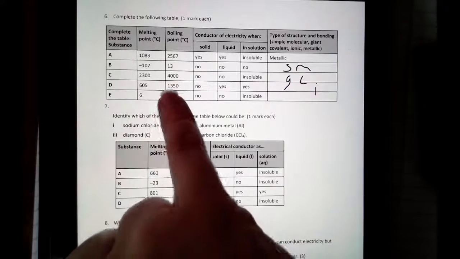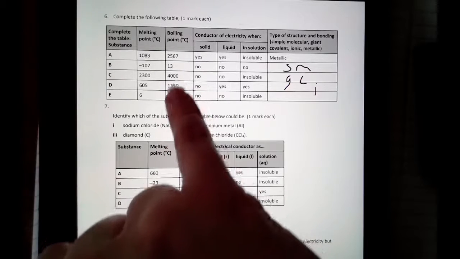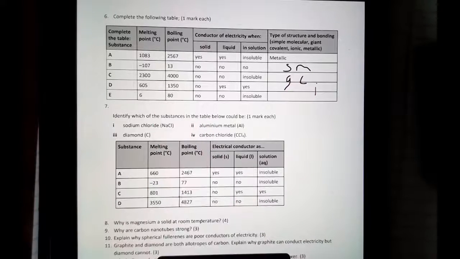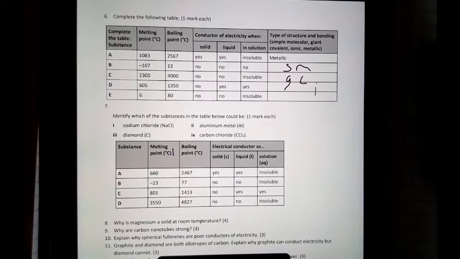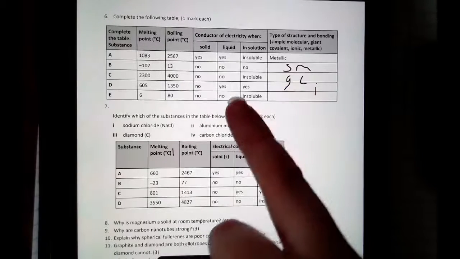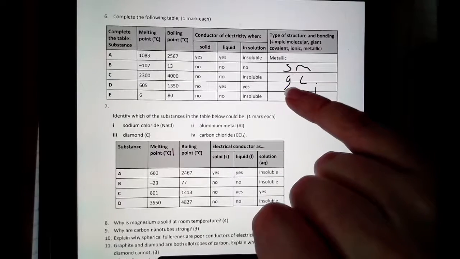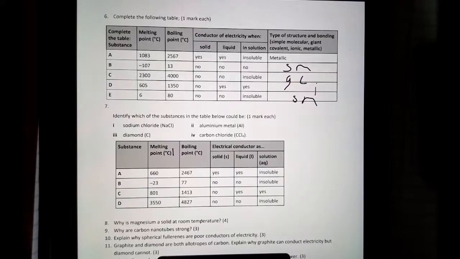Next up, I've got 6 as a melting point. That's very low, and 80 as a boiling point. I mean, that is relatively low if you compare it with what we've got above. So again, this is suggesting to me straight away with those kind of melting and boiling points that it's going to have weak forces, that it's going to be a simple molecule. And then if I look at the conducting electricity, again, it's saying it doesn't conduct electricity, which is also true of a simple molecule as they do not have any charged particles.